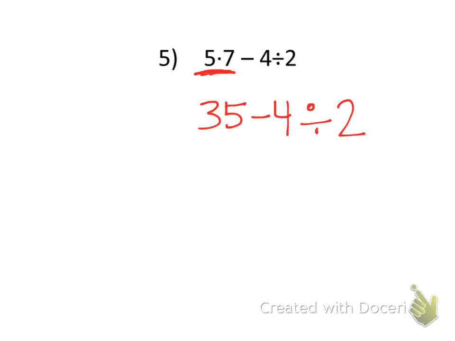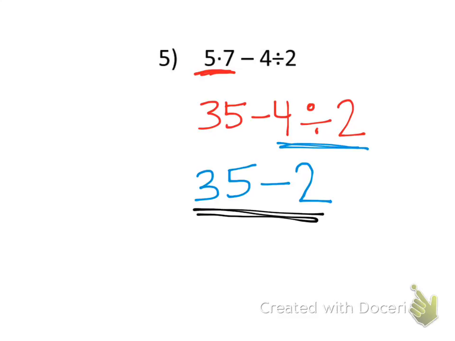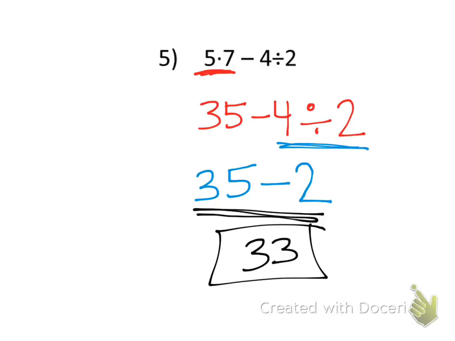All right, are we done with multiplying and dividing? No, we still have some division back here. So we'll have 35 minus, what is 4 divided by 2? 2. Now we're done with multiplication and division, so I can go into adding and subtracting, which there's only one more step. That gives me 33. Very good. I'll give you guys a second to copy that down. Any questions?